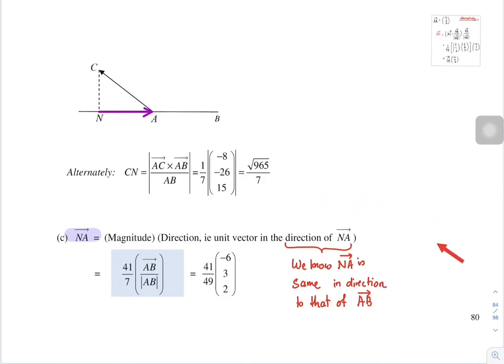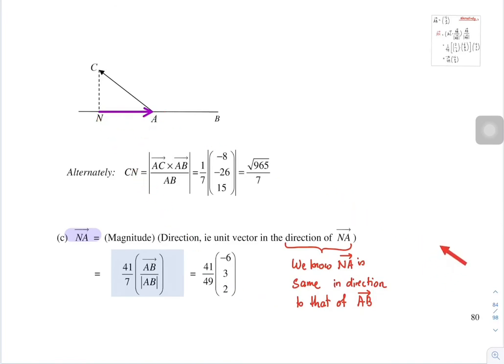Now, in the last part of the question, we are asked to find the vector NA. Alright, so the vector NA, by definition, is actually we get the magnitude of NA and then we scalar multiply it to the direction, and this direction happens to be the unit vector in the direction of NA. And we know that NA is in the same direction of AB. Alright, because the correct diagram is here, right? And we know that this angle is obtuse and NA is actually pointing in the same direction of AB. So what we need to basically do, we already found the magnitude of NA was 41/7. So we just multiply with the unit vector parallel to NA and in the same direction to the AB. Alright, then we will get the vector NA itself.